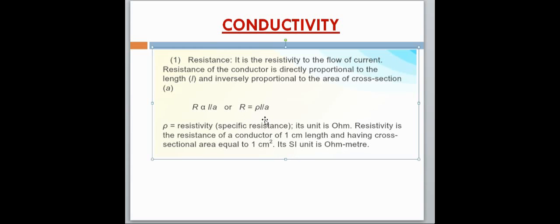Basically, resistivity is nothing but the resistance of a conductor of 1 centimeter length and area of cross section equal to 1 centimeter square. So that's what resistivity is.